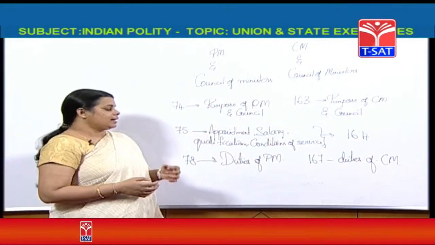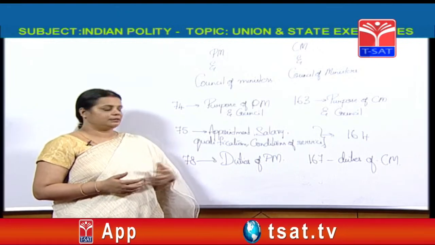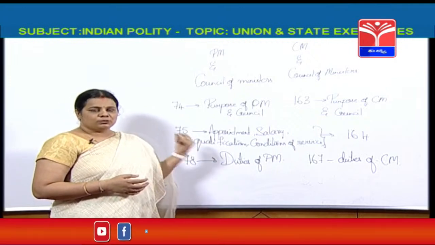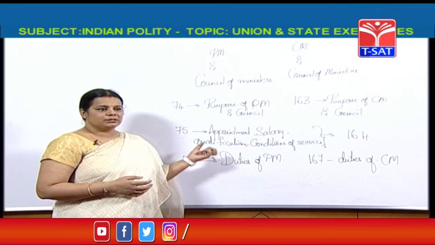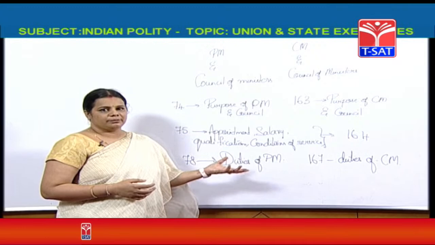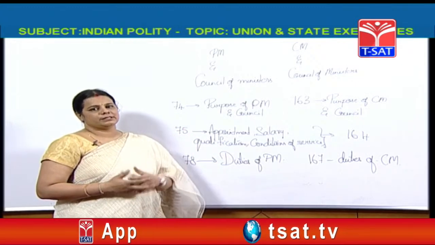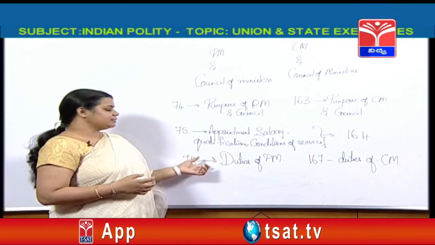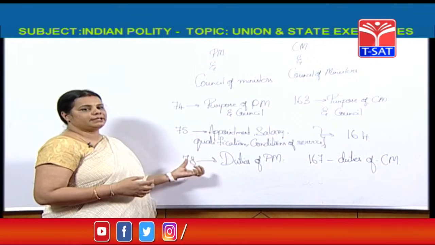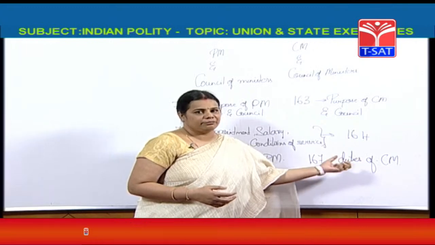The next one is, according to the Constitution, what will be the duties of the Prime Minister will be given in Article 78. Out of these three articles, the most important article is 78, because many times the questions asked were which article deals with the duties of the Prime Minister, or which article states that the Prime Minister is the link between the President and Council of Ministers. The answer is Article 78. So the article number for this is very important. Article 167 will tell us what are the duties of the Chief Minister.